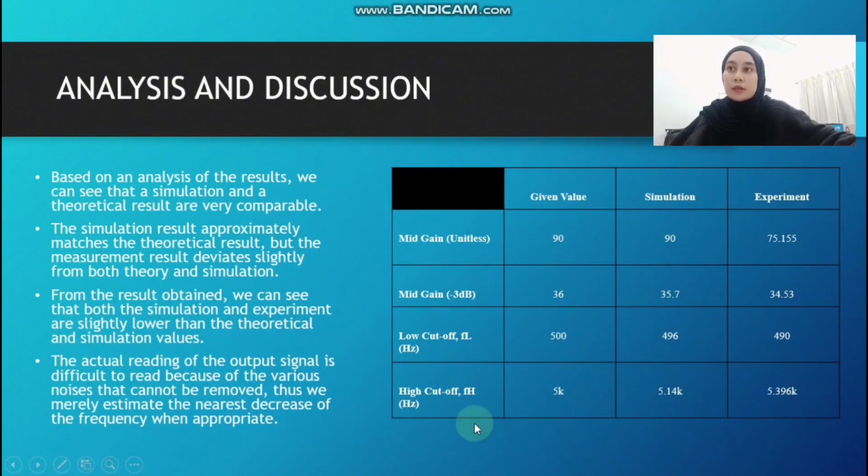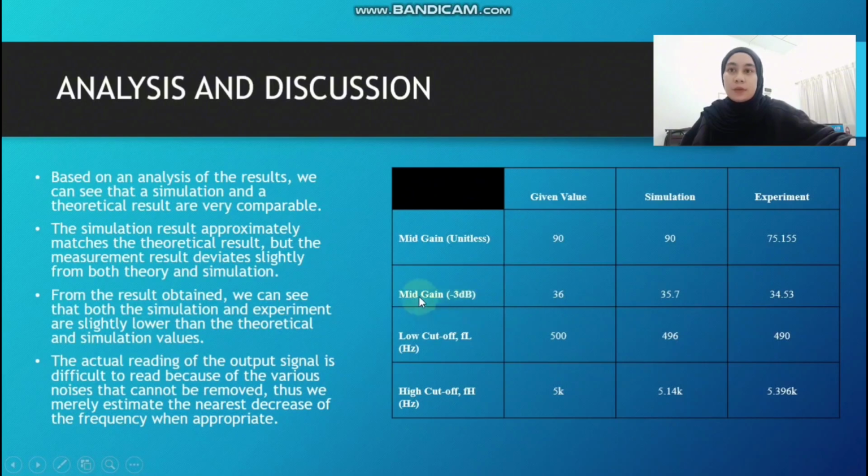So based on the analysis of the result, we can see that the simulation and theoretical results are very comparable. The simulation result approximately matches the theoretical result, but the measurement result deviates slightly from both theory and simulation. As you can see from the table, the given value for mid gain is 90 unitless. Same goes for the simulation, but for the experiment, the mid gain we got is 75.